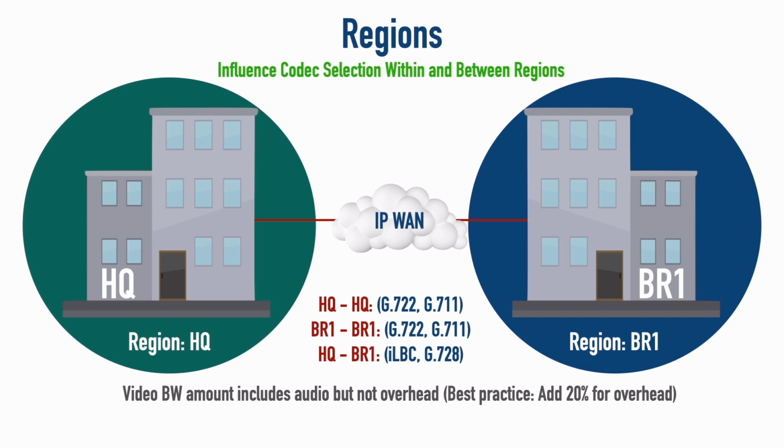Well, if you're using G.711 as your audio codec for that video stream, we know that G.711 takes up 64 kilobits per second. So we would subtract 64K from 384K, giving us a video bandwidth of 320K. But we have not accounted for overhead. And one design best practice that some people use is to add 20% to whatever bandwidth value you come up with to accommodate for that overhead.